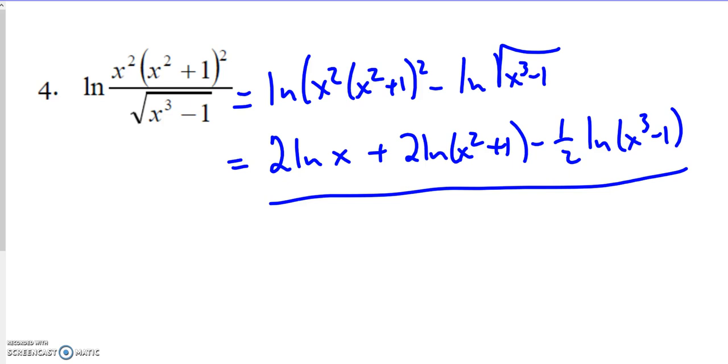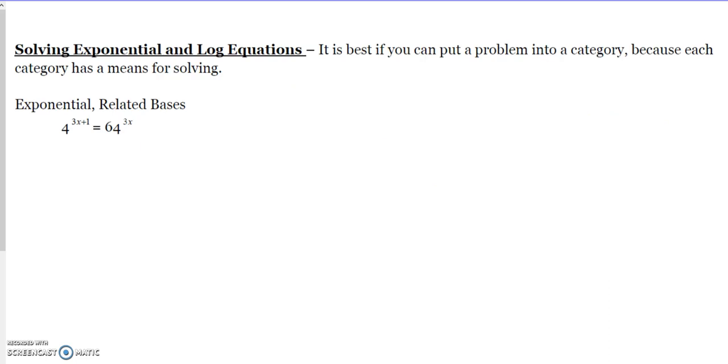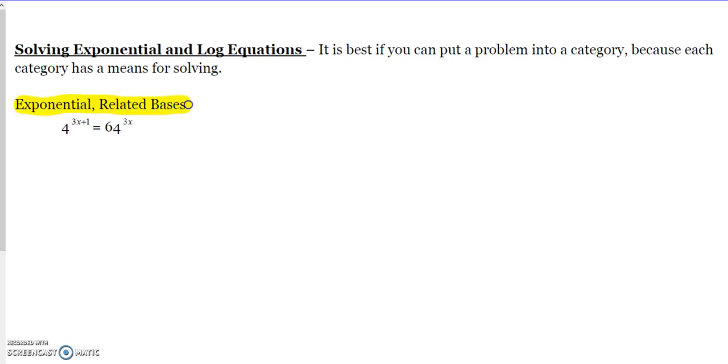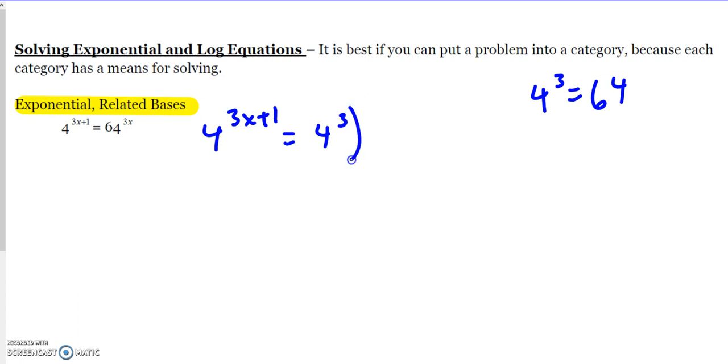And now we're going to move on to solving exponential and log equations. So please notice here that in this case, these are exponential with related bases. In other words, 4, and can I get this to be 4 raised to some power? Well, we know 4 to the third is 64, so we can rewrite the right-hand side as 4 to the third raised to the 3x.